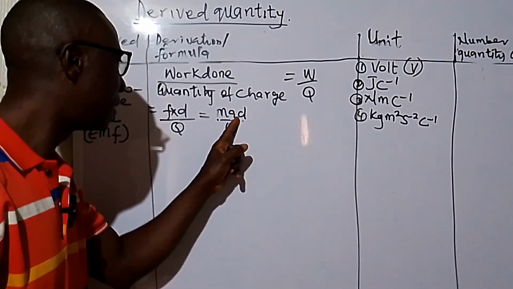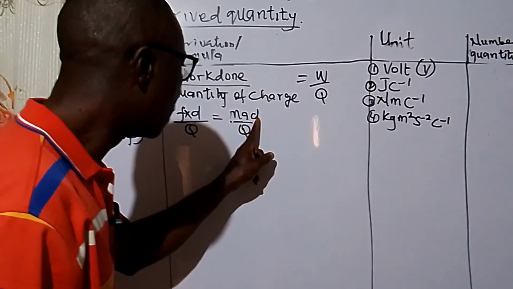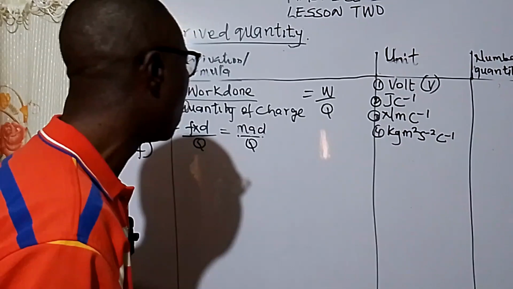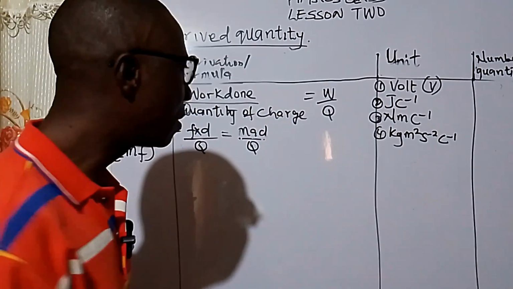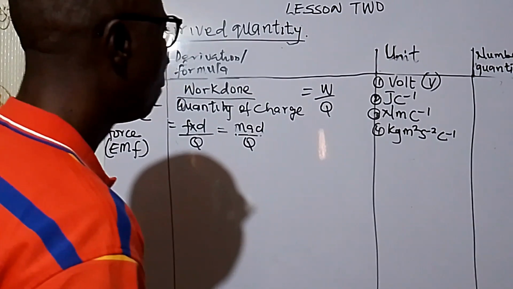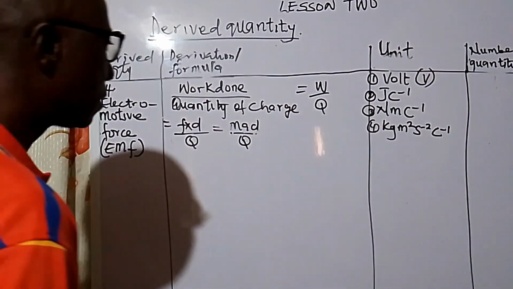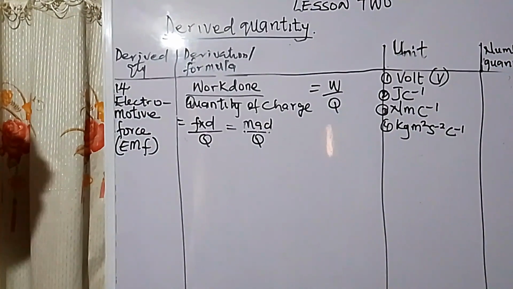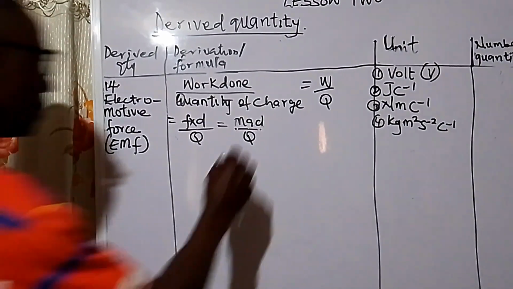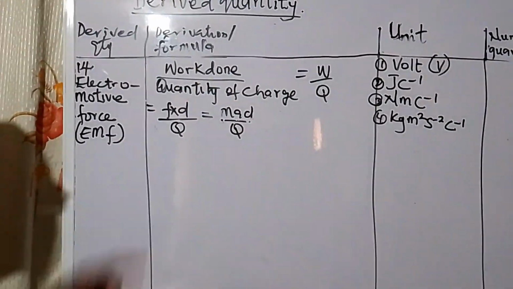Kilogram for mass. Acceleration is what? Meter per second square. Then this is another meter. That will be meter square. It will be kilogram meter square per second square per coulomb. Let's express further. Now, let's come back here.